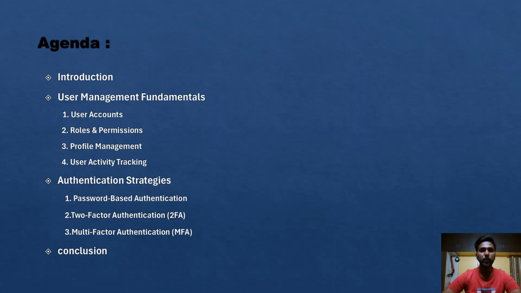Now we'll see about the table of contents. First we'll see about introduction. Next we'll see about user management fundamentals. In user management fundamentals, we'll see about user accounts, roles and permissions, profile management, and user activity tracking. Next we'll see about authentication strategies. In authentication strategies, we'll see about password-based authentication, two-factor authentication, and multi-factor authentication. And finally, we'll see about conclusion.